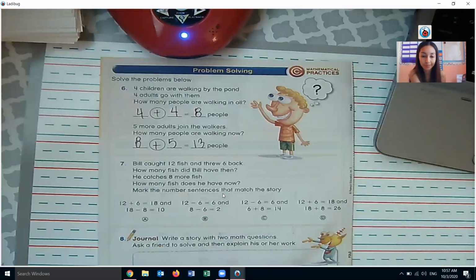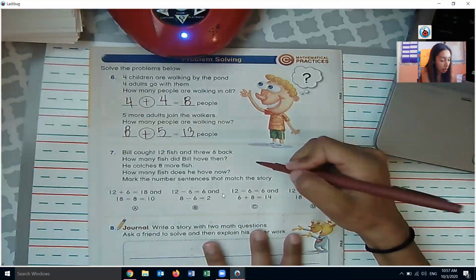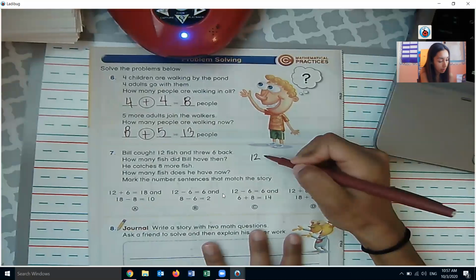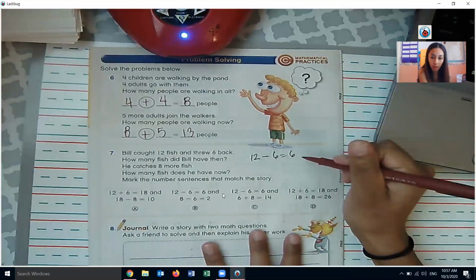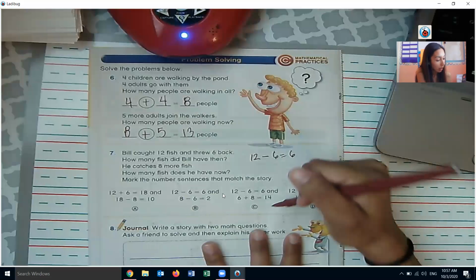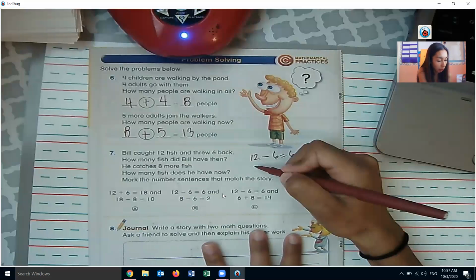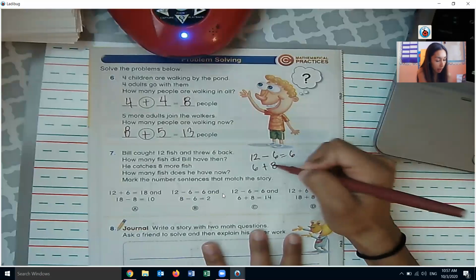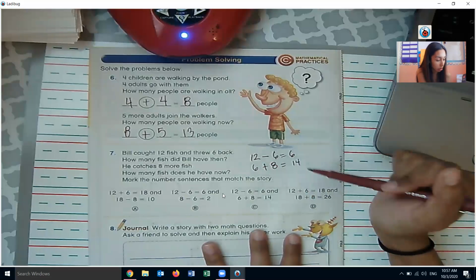A nice big group. Number 7, Bill caught 12 fish and threw 6 back. How many fish did Bill have then? So I'm just writing down a little note so I can later match it. He has 6 now. He catches 8 more fish. How many does he have now? 14. Mark the number sentence that matches the story.